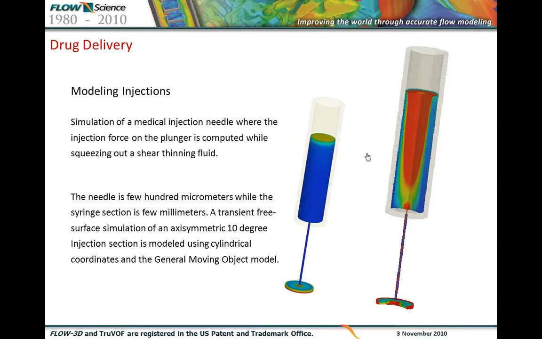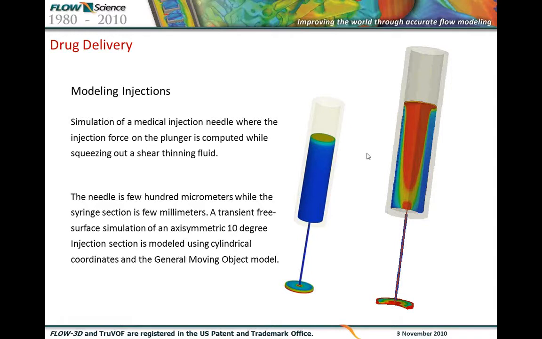Let me play this animation again for you. This shows a cross-section within the syringe. In this application, it's important to understand the injection force required on the plunger while squeezing out the shear thinning fluid. Strains and shear stresses are calculated to determine whether proteins or cells within the fluid are damaged. This model uses our non-Newtonian viscosity model because the fluid is shear thinning.